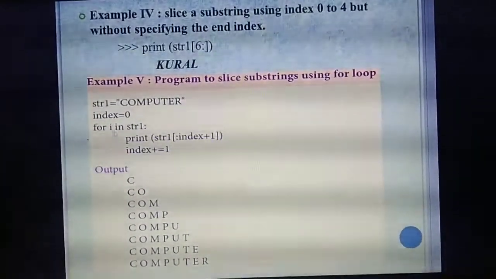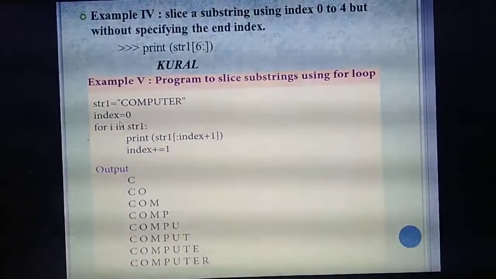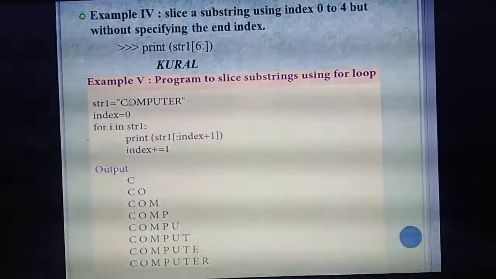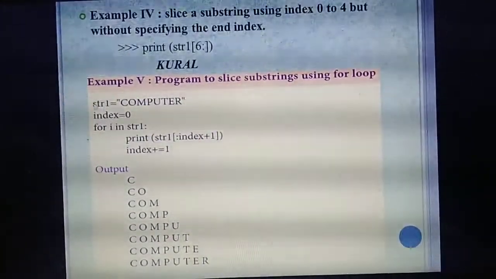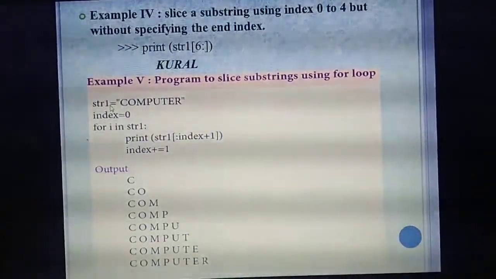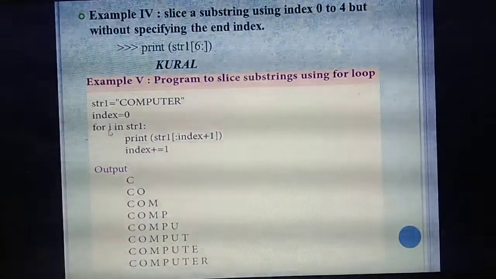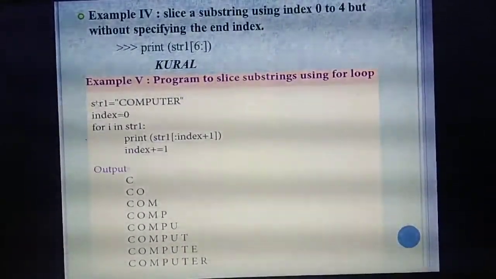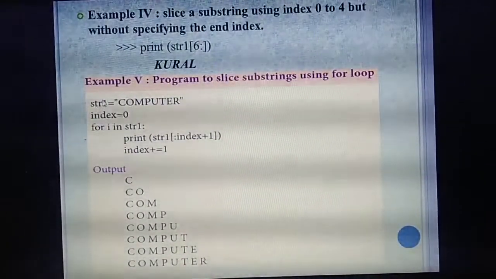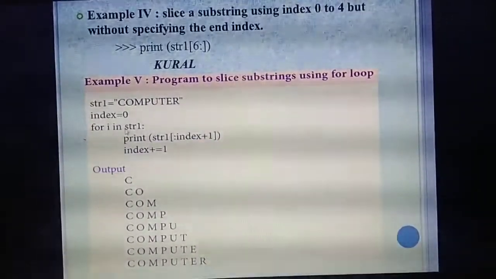So for that you are going to specify a variable called what? I. What's the variable name? I. So for I in str1. You are declaring the variable in this string, because you are going to do the slicing operation in this string. So for I in str1.